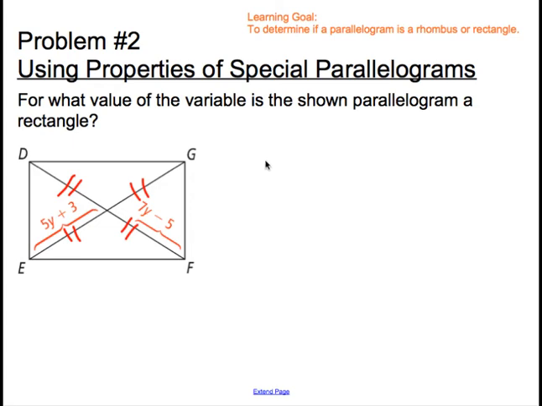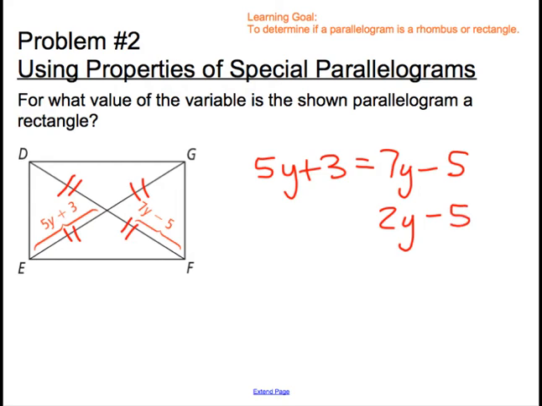So in this case, 5y plus 3 would have to equal 7y minus 5. If we subtract 5y from both sides of this equation, we get 2y minus 5 equals 3. Add 5 to both sides, we get 2y equals 8. And therefore, y must equal 4. When y equals 4, this parallelogram will be a rectangle.